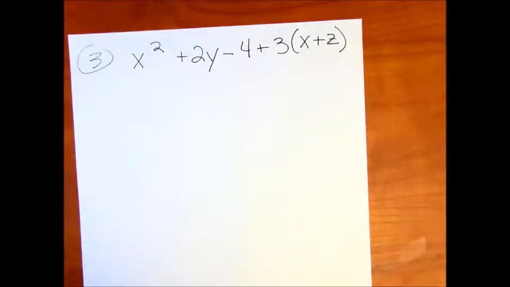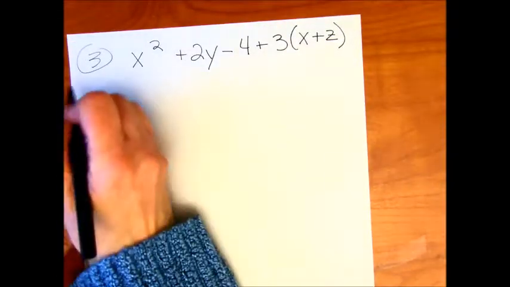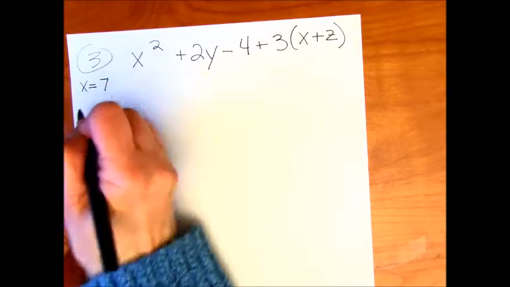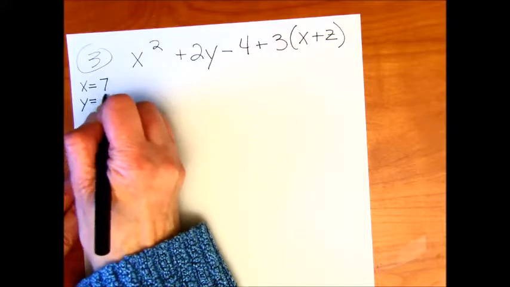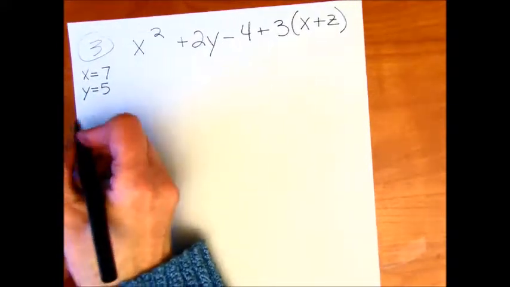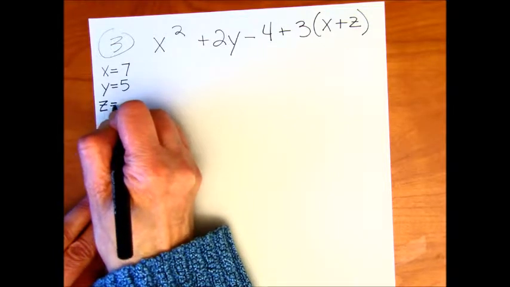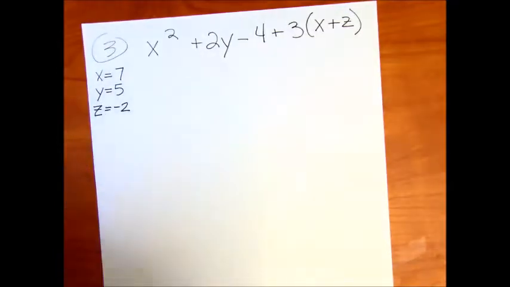Okay, and I'm going to give you the value of x, y, and z. Let's say that x is going to be 7, y is going to be 5, and let's use a negative number here. Let's say z is going to be a negative 2.